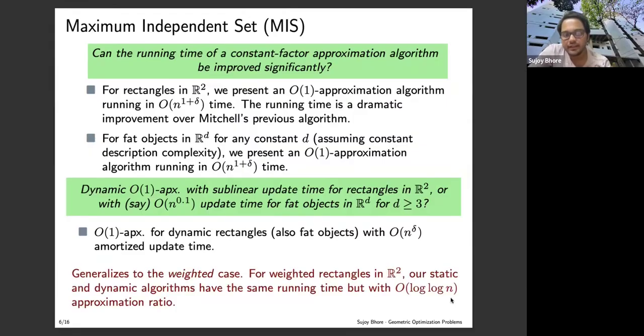And then it also generalizes to the weighted case, but for the weighted rectangle case, the static and dynamic algorithms that we propose have the same running time, but with approximation factor log n. This is the best known approximation anyway; for the weighted problem, we don't have a constant factor approximation.